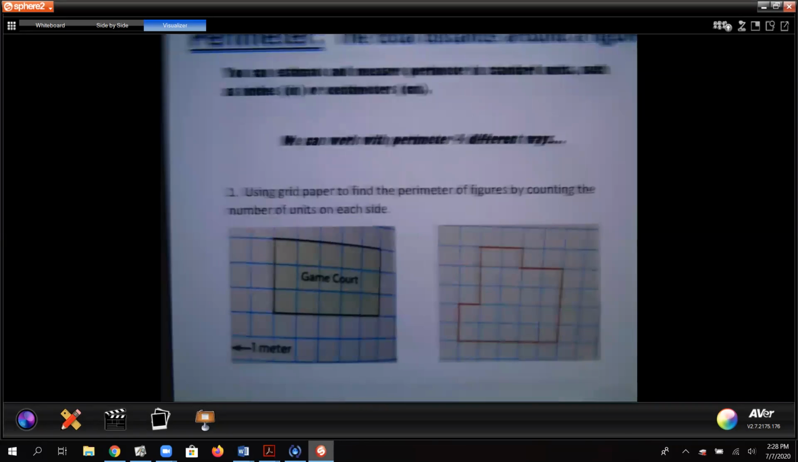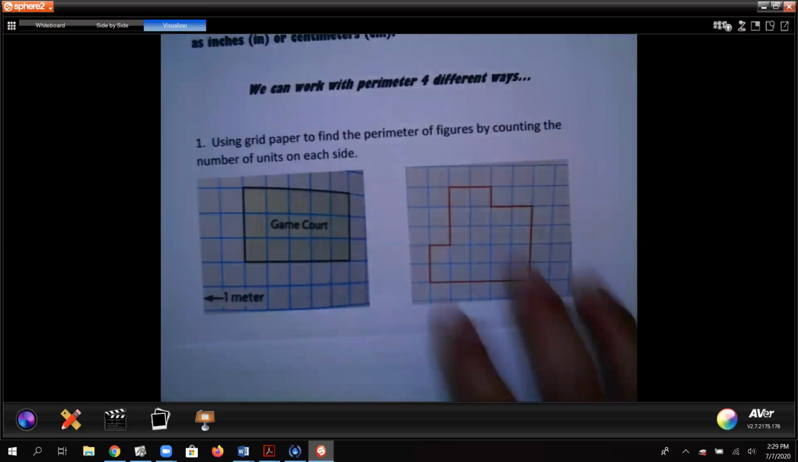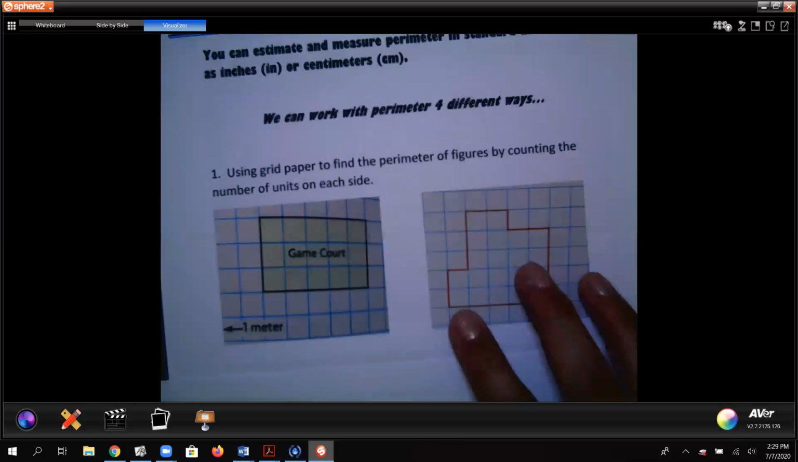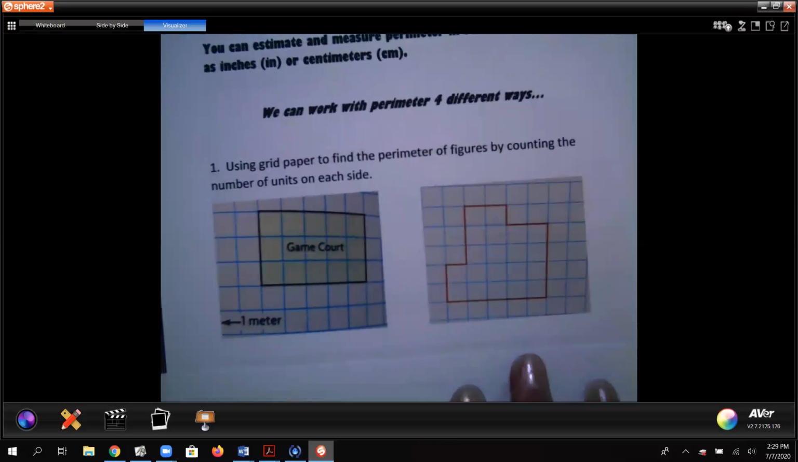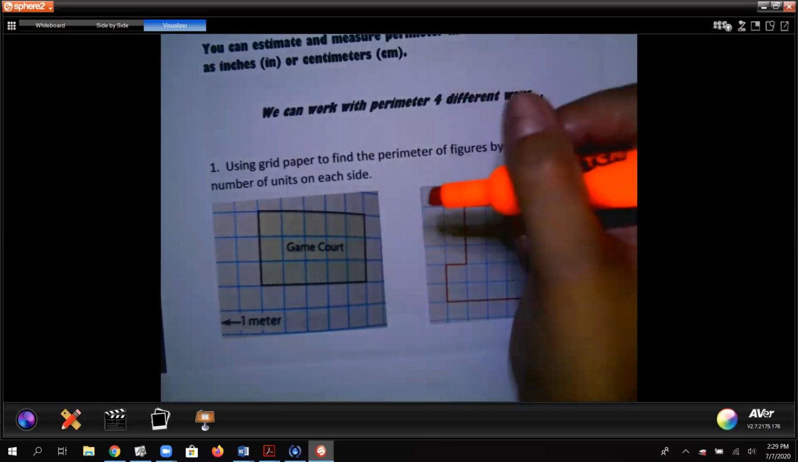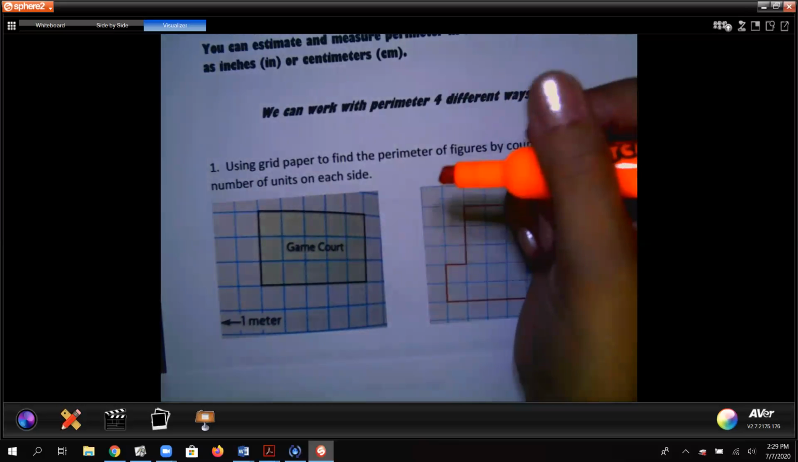Remember, when we're working with perimeter, it's always best to use a part-whole model, because that really helps you see what your numbers are, and it helps you see how to find the total perimeter or to find the missing side lengths if that's what they're asking for. Now the first one, they're using grid paper and they want you to find the perimeter. Now remember, perimeter is the distance around a figure. It's not the inside, that would be area.